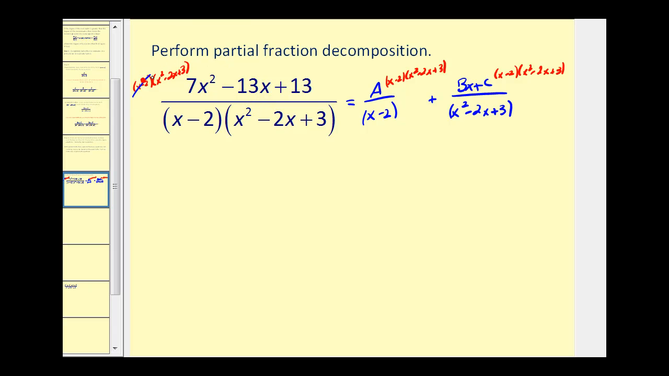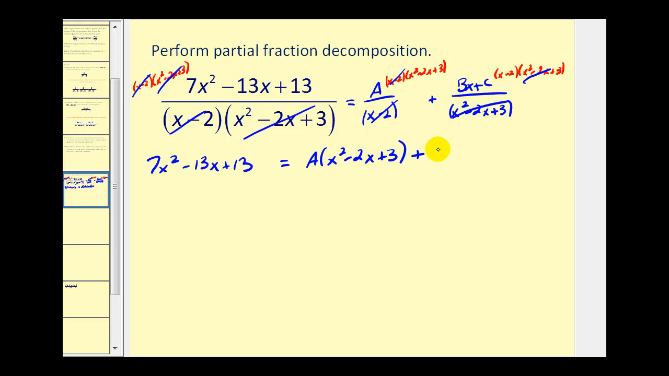Notice on the left side, both factors simplify out. We're left with 7x squared minus 13x plus 13 must equal, here only the factor of x minus 2 simplifies out, so we have A times x squared minus 2x plus 3, plus, here the quadratic factor simplifies out, so we have Bx plus C times x minus 2. Now because we have a quadratic factor, we are going to have to multiply all this out. But before we do that, if we use the zero of the linear factor, we should be able to determine either A, B, or C. Let's try that.